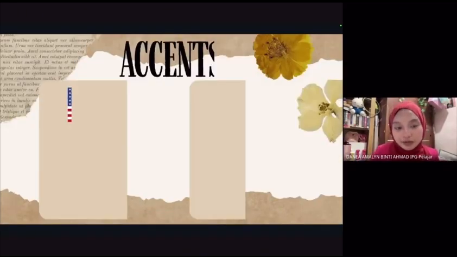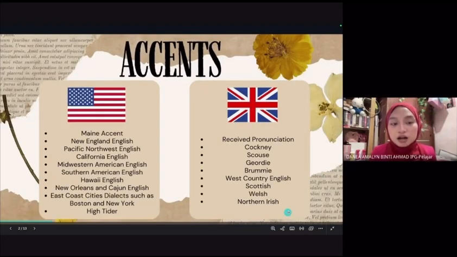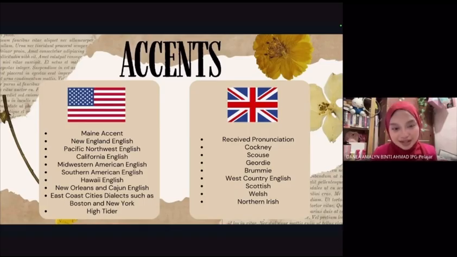According to Devlin, there are a few major accents found in the United States, which are the main accent, New England English, Pacific Northwest English, California English, Midwestern American English, Southern American English, Hawaii English, New Orleans and Cajun English, East Coast cities dialects such as Boston and New York, and High Tides.